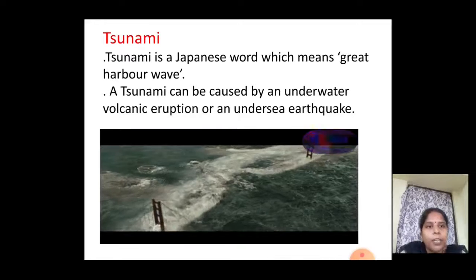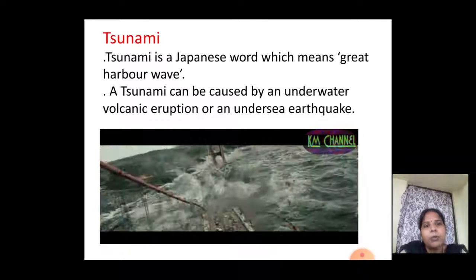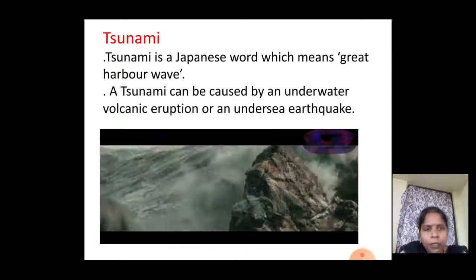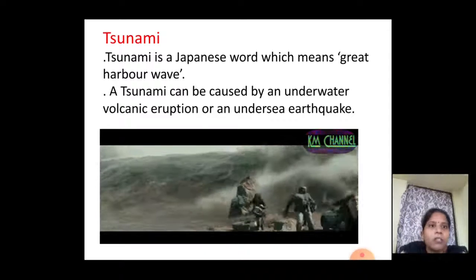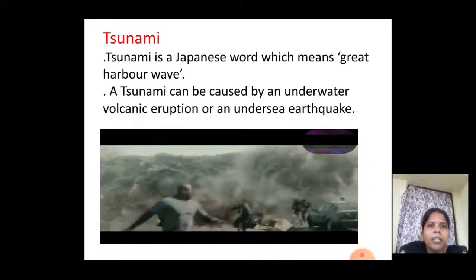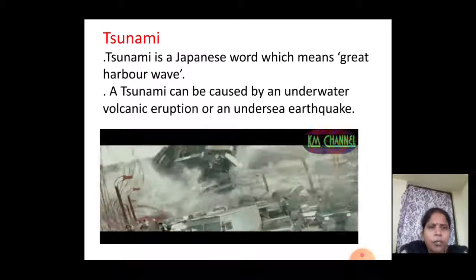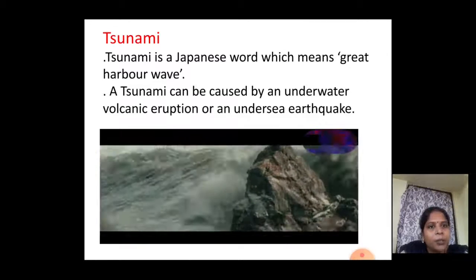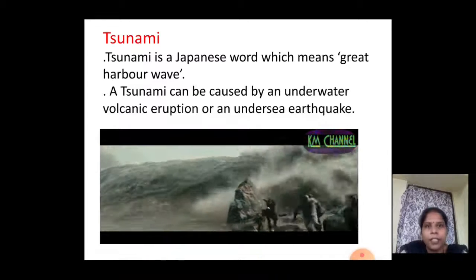At how much height, children? At 10 to 15 meters above the surface, moving at a furious speed. The waves coming from the tsunami destroy everything. If you observe in the picture, children, you can see how the water waves are destroying everything.